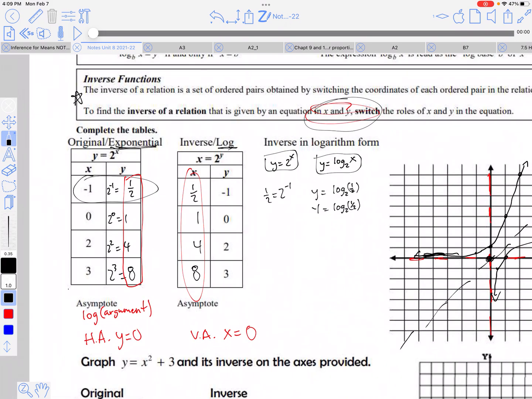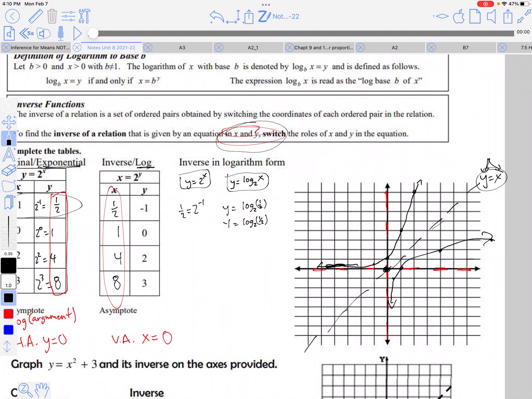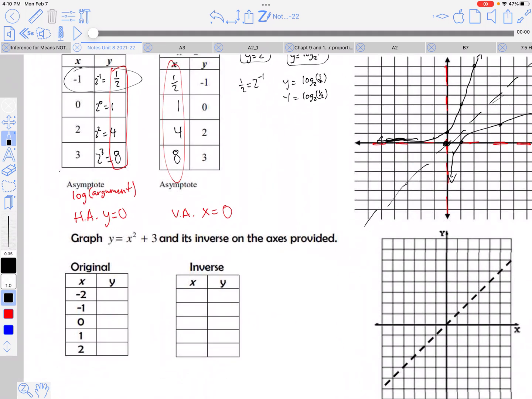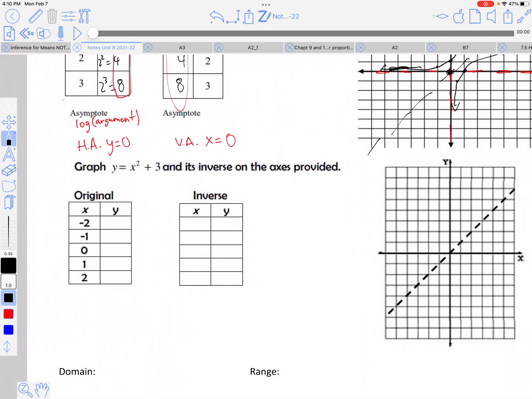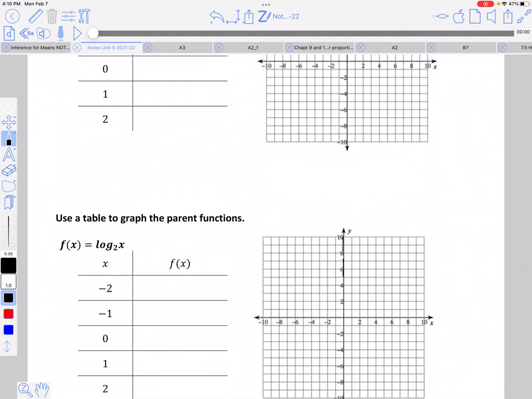Great, so I graphed them. The top is exponential, the bottom is log. As we graph a log, it is the exact inverse of an exponential. We're going to use that idea to help us graph these, know what points to plug in, and make it a little bit easier.